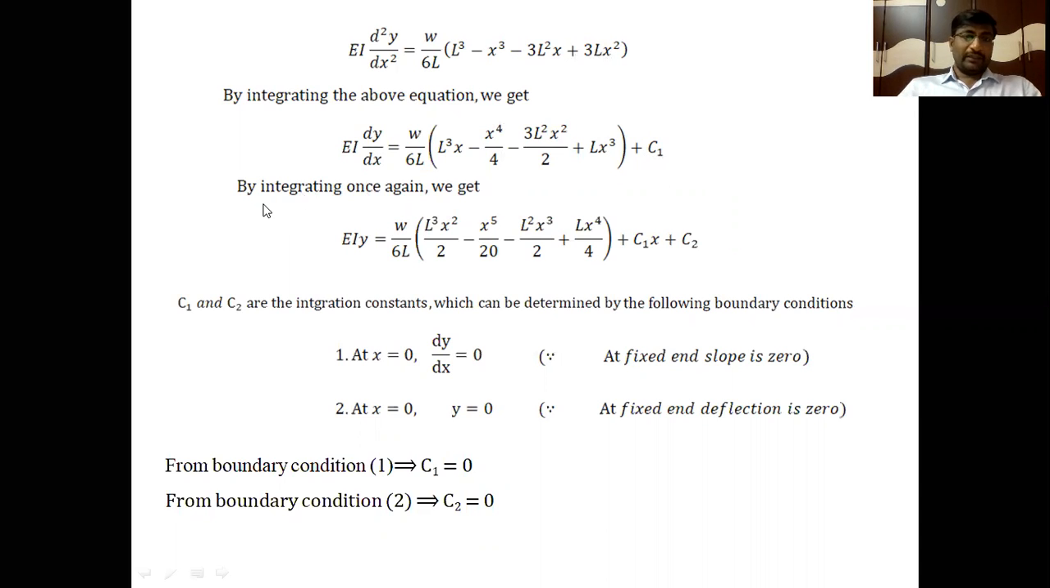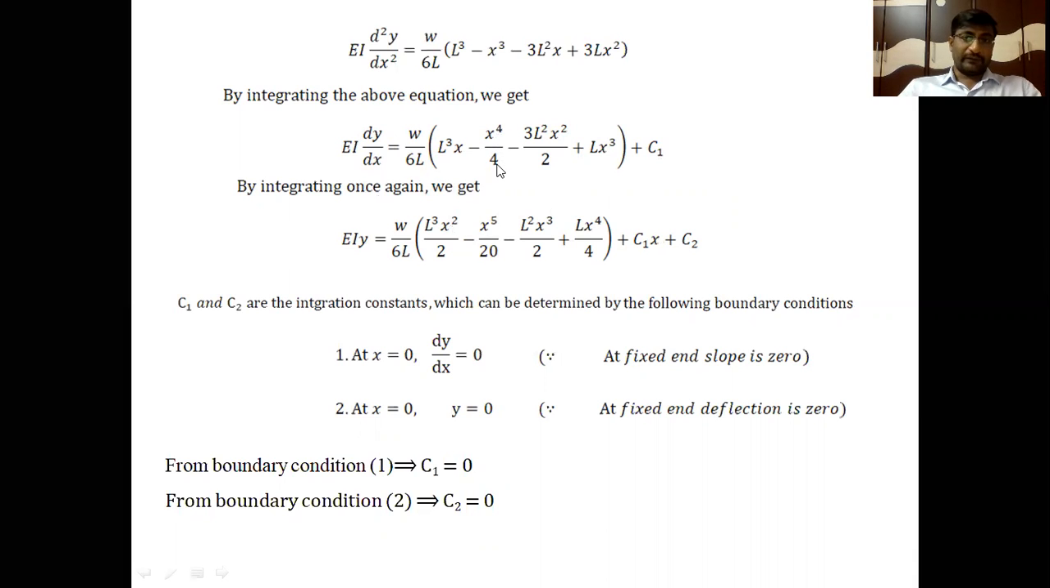Okay, students? By integrating once again, we get the EIY. The previous equation is the slope equation, including the constant of integration. This is the deflection equation, including the constants of integration. So upon integration on both sides, on the left hand side we get EI into y, since dy by dx integrated with respect to x is y. That is equal to W by 6L into L cube x square by 2 minus x power 5 by 20.